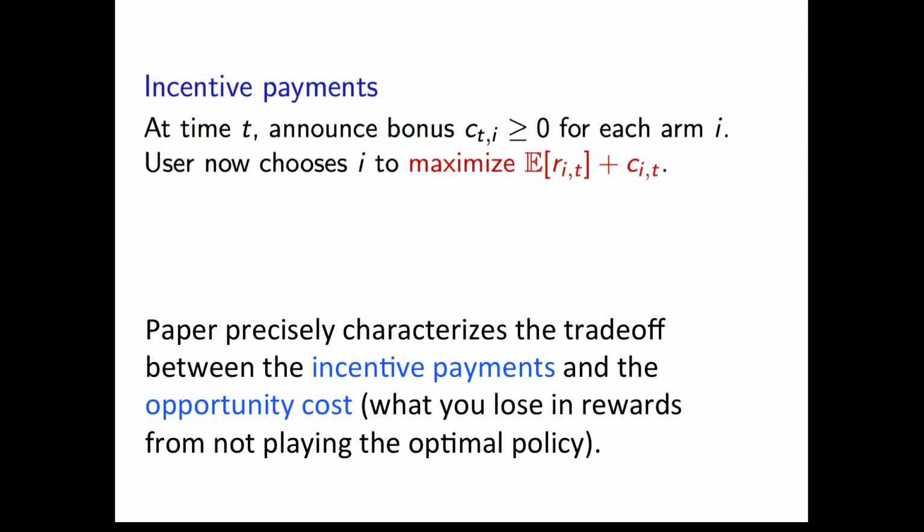And what they do in the paper, and I'm not going to say anything about it, is they really precisely characterize the trade-off between the incentive payments and the opportunity cost. So if you're willing to pay lots of money, then you can get them to implement the optimal policy, the Gittins index. But that costs you a lot. If you're not willing to spend the money on incentive payments, then you're going to lose a lot in the rewards relative to the optimal policy. And the question is, what is that trade-off? And that's what they answer.